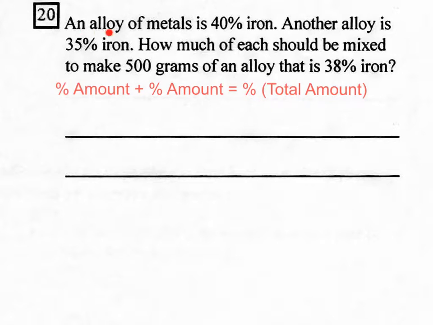So right here it says an alloy of metals is 40% iron, another alloy is 35% iron. Okay, how much of each solution should be mixed? So the mixing part is the addition, and they want you to make 500 grams of an alloy that's 38% iron. So what are they giving you? They're giving you the amount to what? To the 35% iron? To the 40% iron? Or are they giving you the amount to the total amount of the 38% iron?